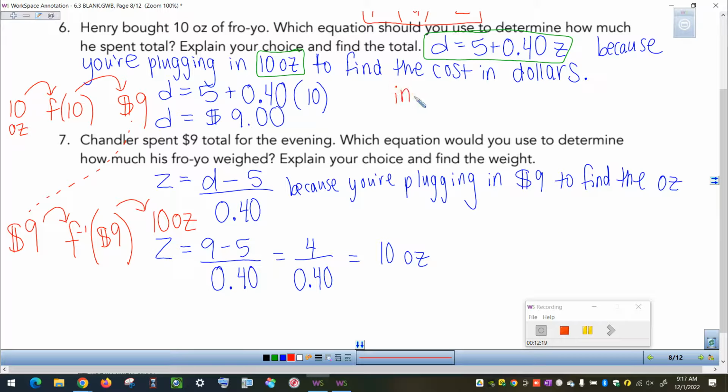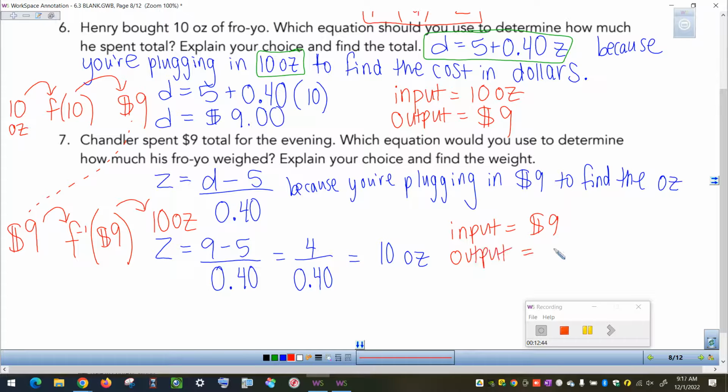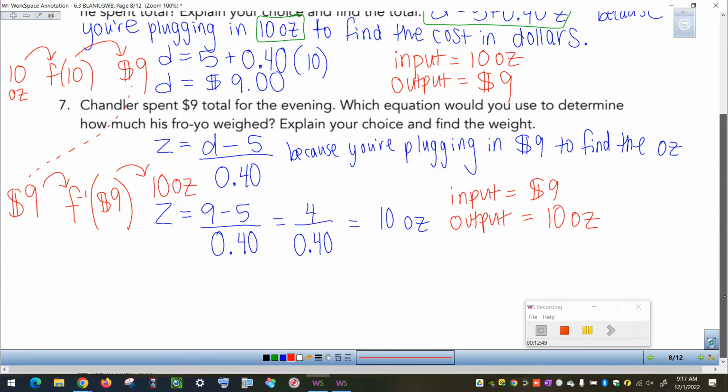All right, the other interesting thing that we can see here, thinking back to inputs and outputs again, if we look at Henry's process, we had an input of 10 ounces, and that gave us an output of $9. Well, in Chandler's equation, we had an input of $9, and that gave us an output of 10 ounces.